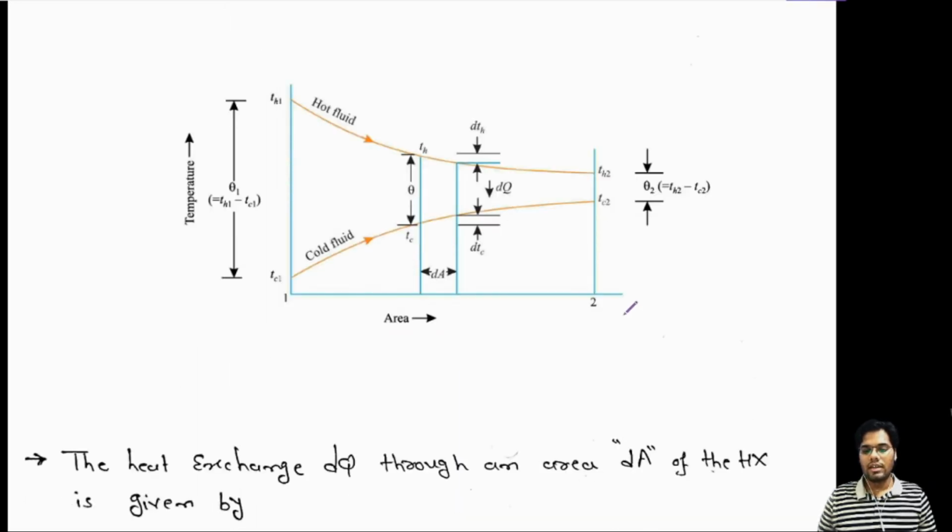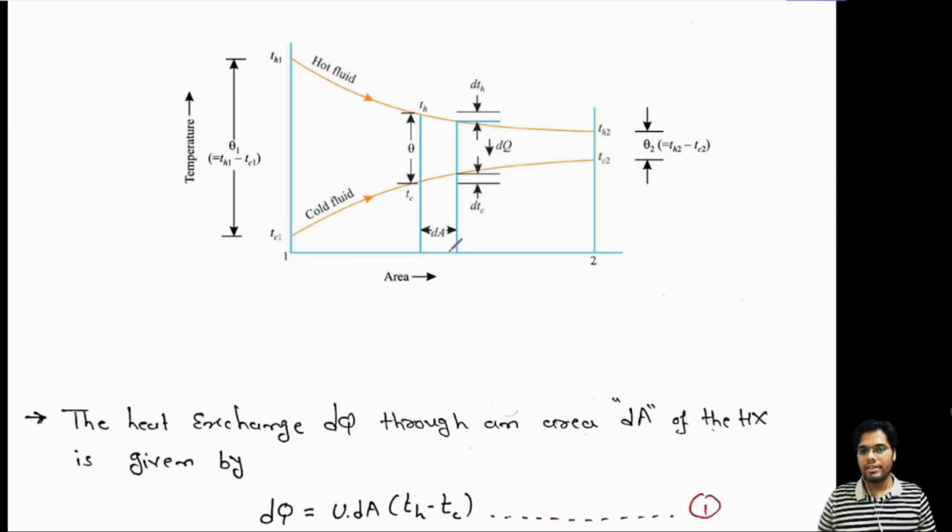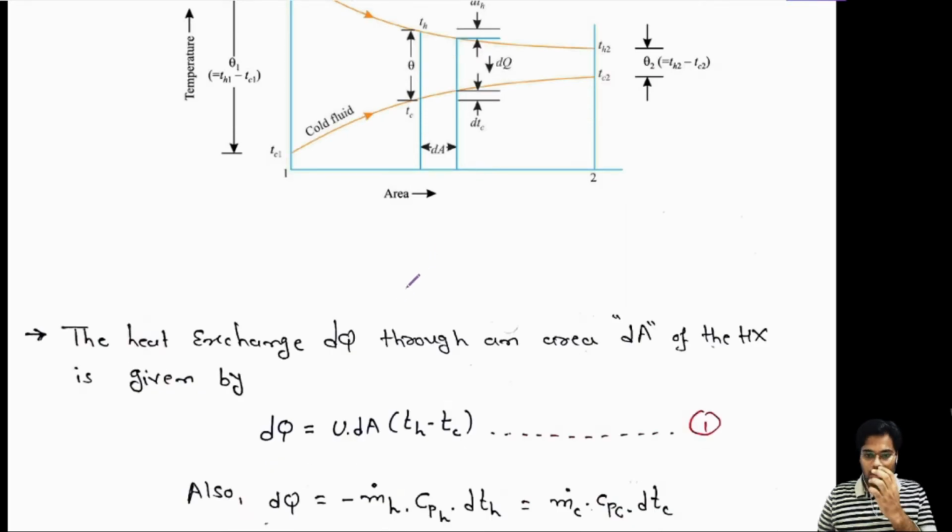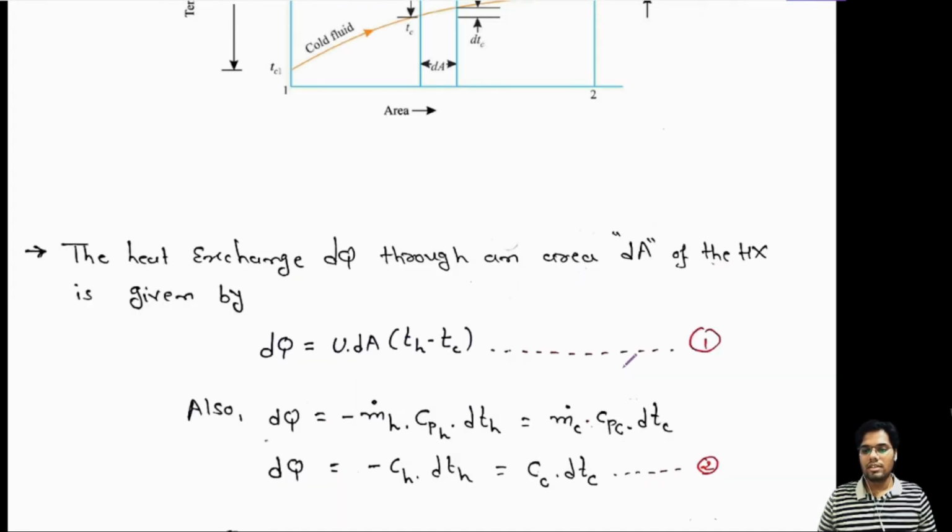First, let's take a simple elementary strip whose area is dA, and the heat exchange dq through this elementary area is written as dq is equal to U, the overall heat transfer coefficient, because it involves more than one mode of heat transfer, into the area dA and the temperature difference delta T. Here there is an unknown temperature, so let's write Th for the hot fluid and Tc for the cold fluid. So the temperature difference at this point is Th minus Tc. Call this equation number 1.